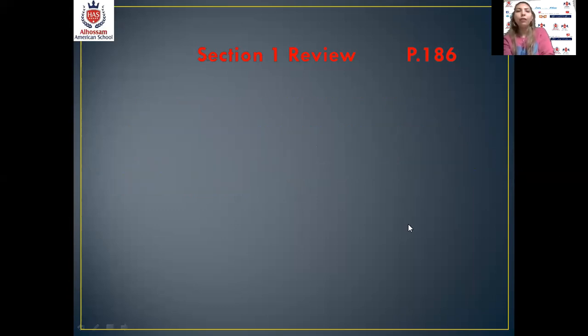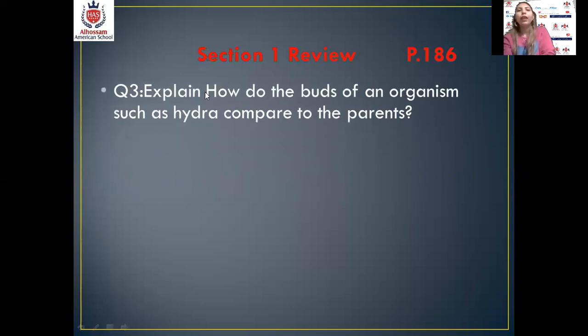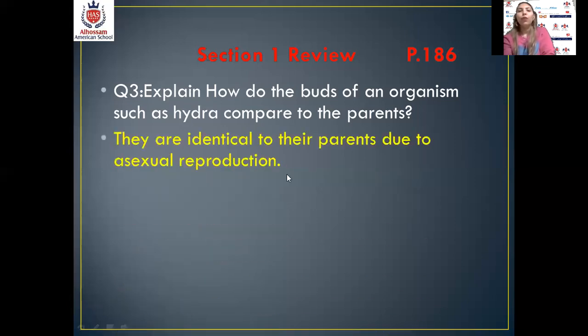So, next, number 3, explain how the buds of an organism, such as Hydra, compare to the parents. You have a picture of Hydra. So how does the Hydra compare to its parents? We can see the answer. They are identical to their parents due to asexual reproduction. So Hydra, guys, reproduce asexually, so the offspring will be identical to their parents. Can I answer?